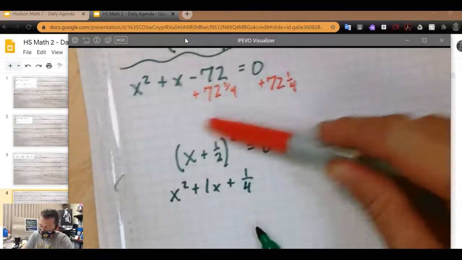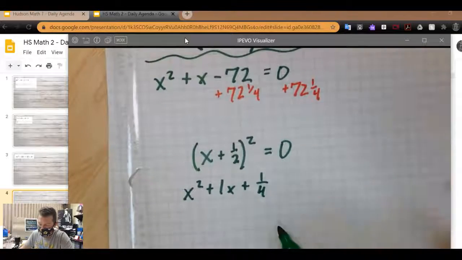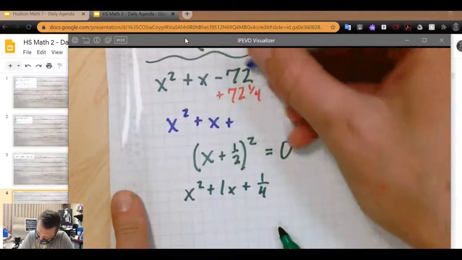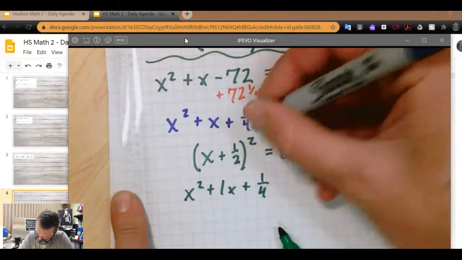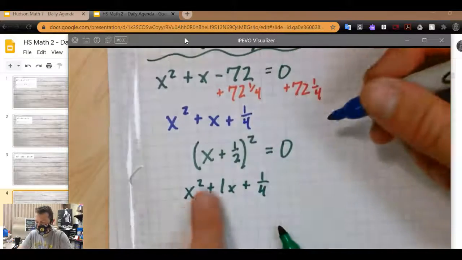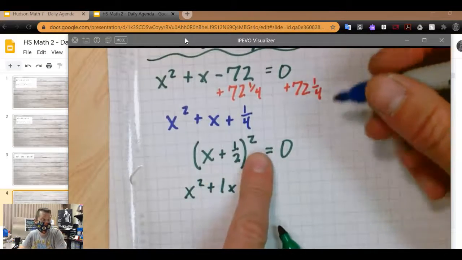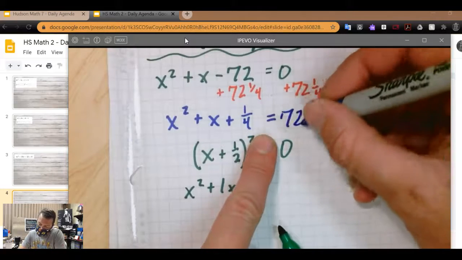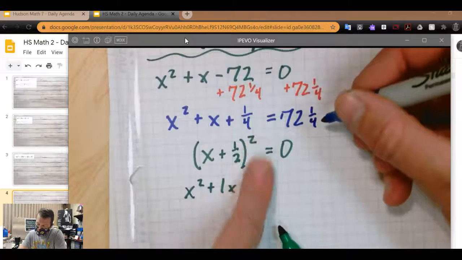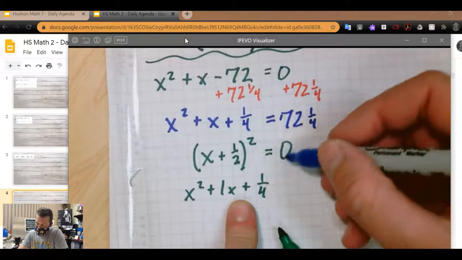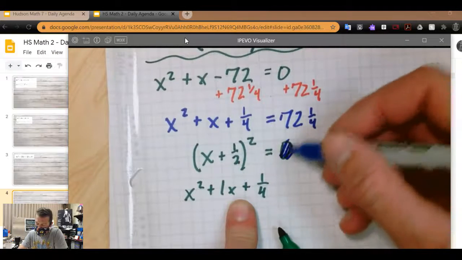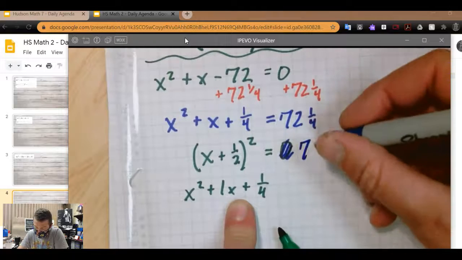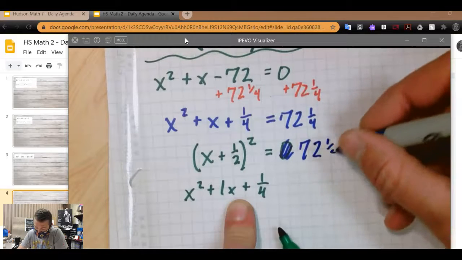When we do that, we now get x squared plus x plus positive 1/4, which is x plus 1/2 squared. But that's now equal to 72 1/4. So this is not equal to 0. That's why it's always dangerous if we write the 0 ahead of time, which I should have known better. This is equal to 72 1/4.